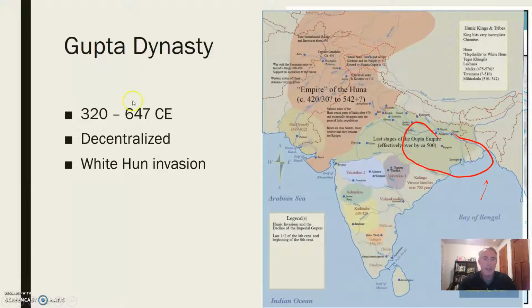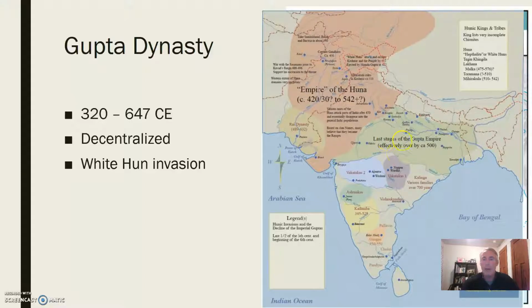All right, you see the map here. The kind of greenish color over here, that's the last stages of the Gupta Empire, and then the Empire of the Huns. Notice the empire's in quotes because it was not a centralized, tightly controlled empire. Most of these Central Asian peoples, such as the Mongols that we'll talk about later, were largely nomadic and bound together as more tribal units than anything else. But they were still fierce fighters, and they made all sorts of problems for the Gupta Empire.